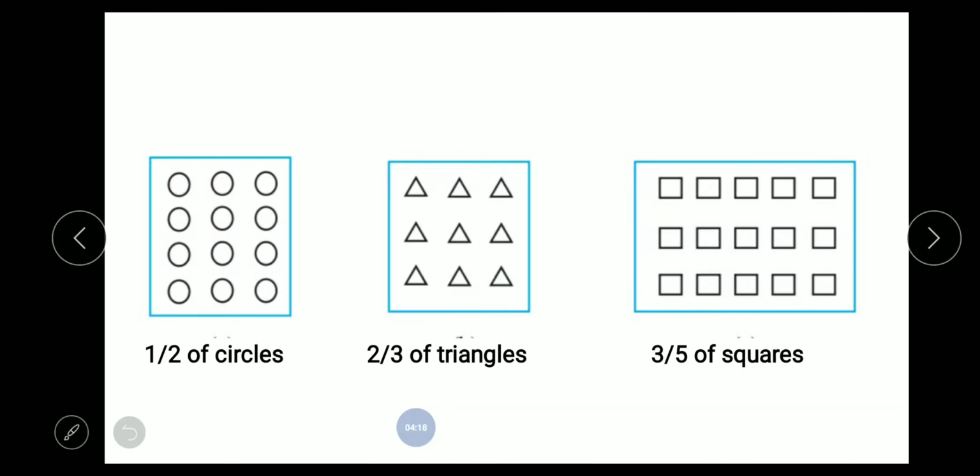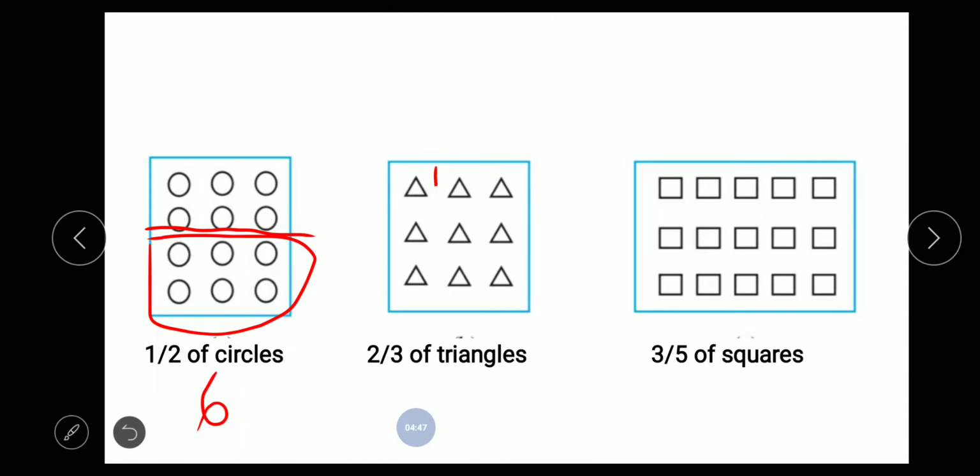Or another method is to divide the group into 2. Then take one group from it. Now we divide it into 2 groups. Out of 2 groups, 1 we selected. So that one group is equal to how many? That is equal to 6. So the answer is 6.